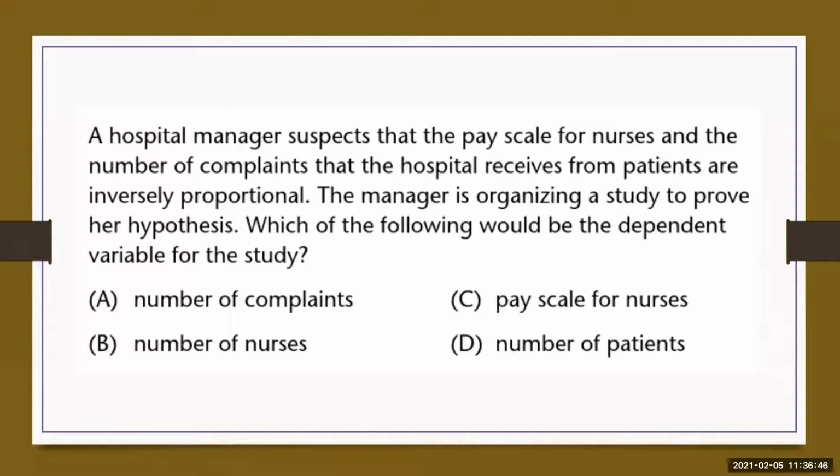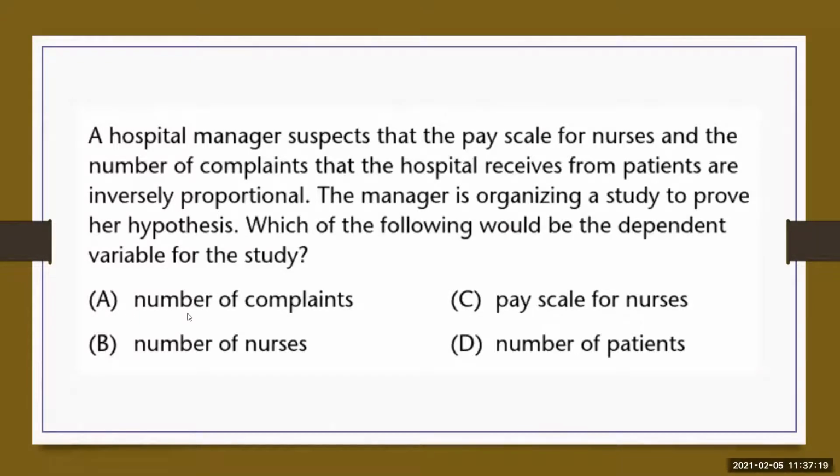Okay, so for this one you want to keep an eye out for some keywords. The term inversely proportional means that as one increases, you would expect the other one to decrease. So in this case, the hospital manager is suspecting that as pay scale increases, you're expecting the number of complaints to go down. If you look at the dependent variable, that's the thing you want to see getting measured, right? So the answer would be A.